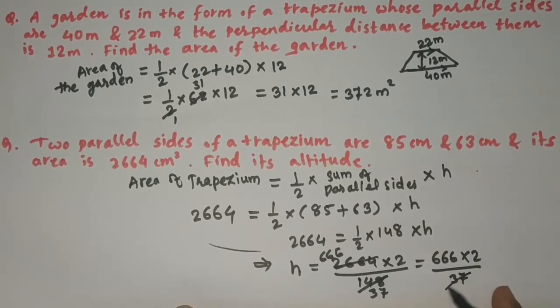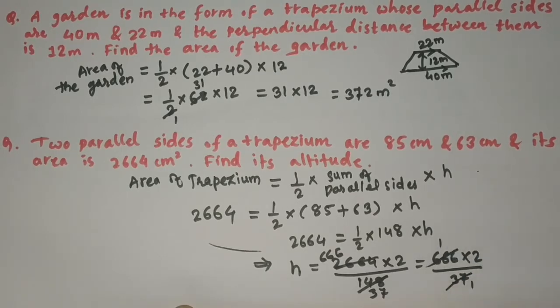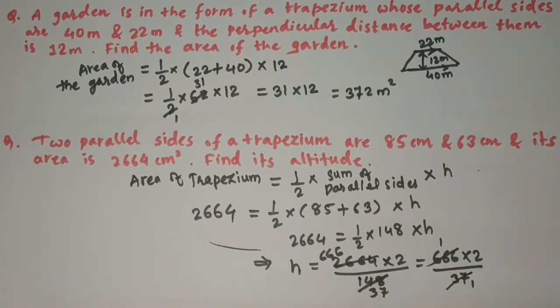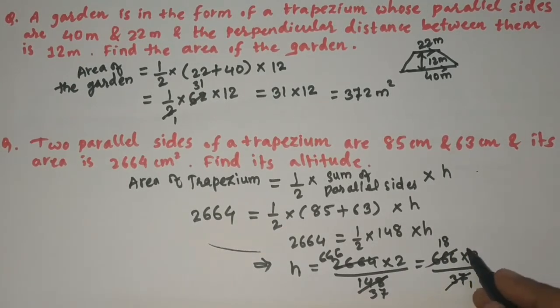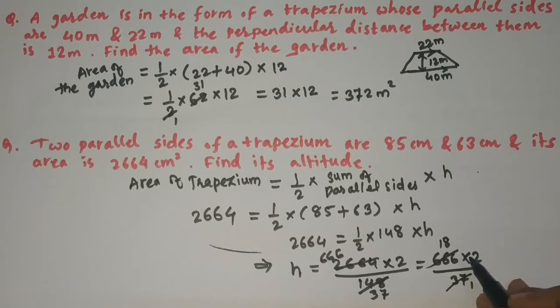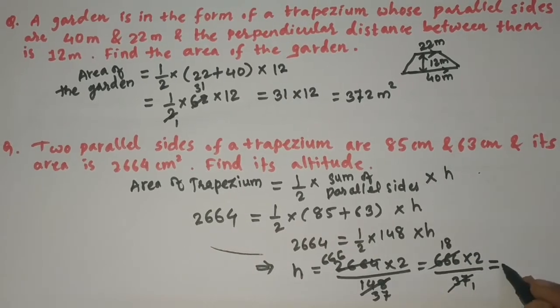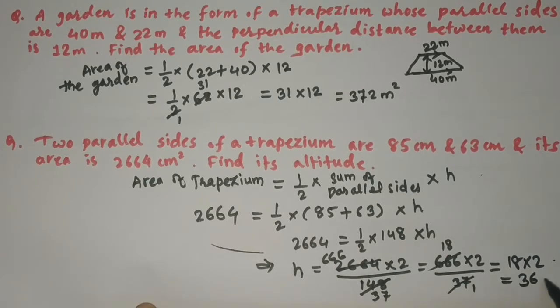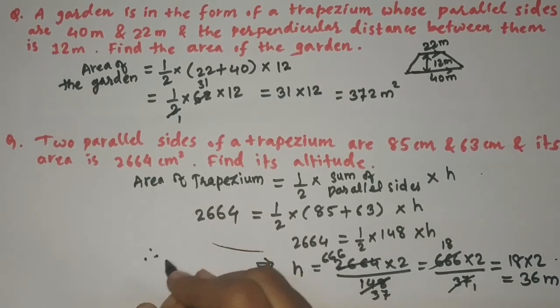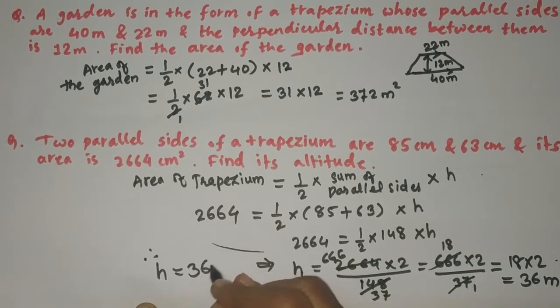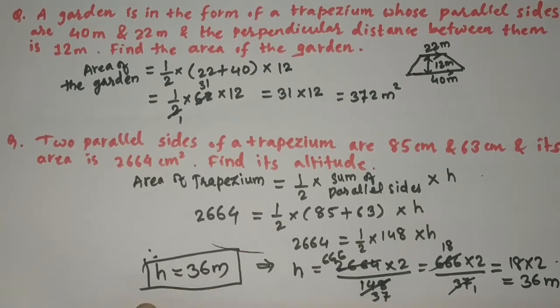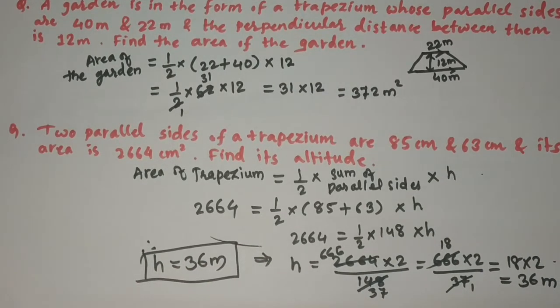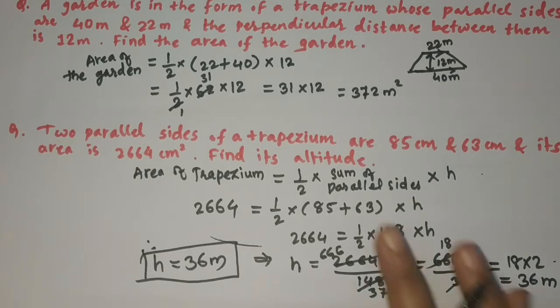So here we can cut, 37 ones are 37, again 37 ones are 37. Then 37 8s will get here 296. So finally I got 18 multiplied by 2, which is nothing but 36 meter. Therefore friends, height is what? 36 meter. So only one formula we have altered here.